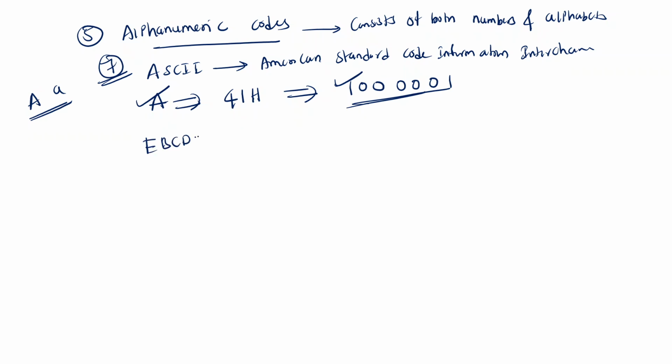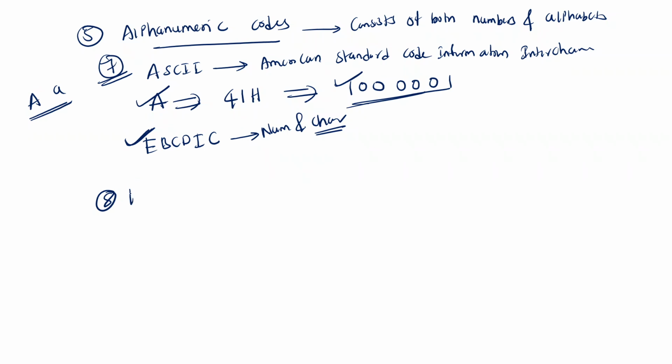And EBCDIC code. EBCDIC means Extended Binary Coded Decimal Interchange Code. This also consists of both numbers and characters, numbers and characters, EBCDIC code.